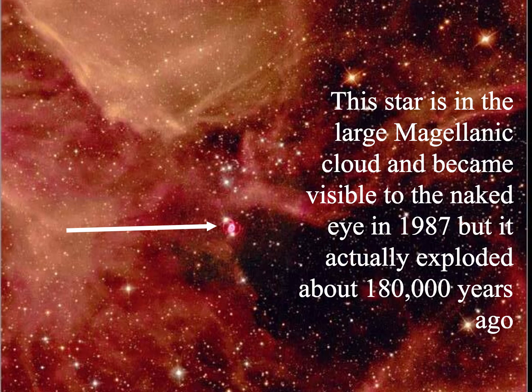This bright spot shows a supernova explosion that was so bright it was visible to the naked eye. It was spotted in 1987, but the star was so far away that the explosion had actually happened 180,000 years earlier. It just took the light that long to reach the Earth.